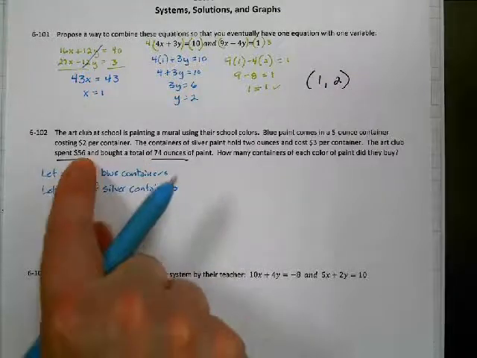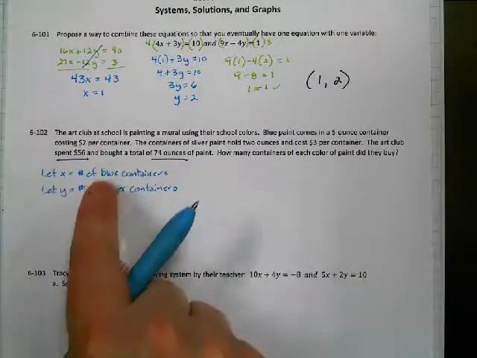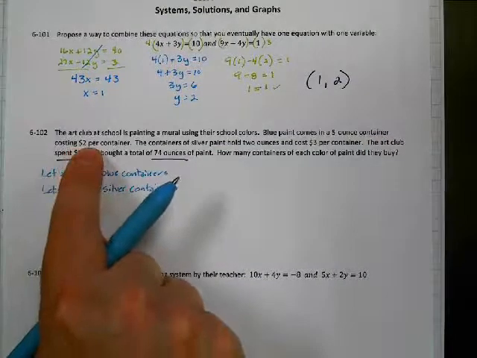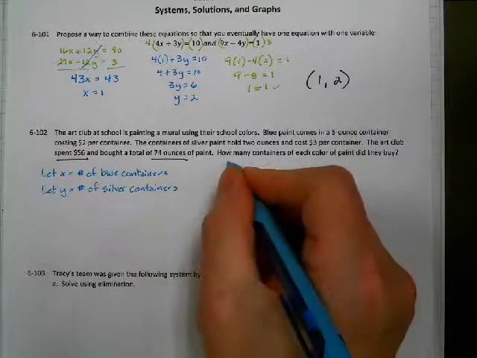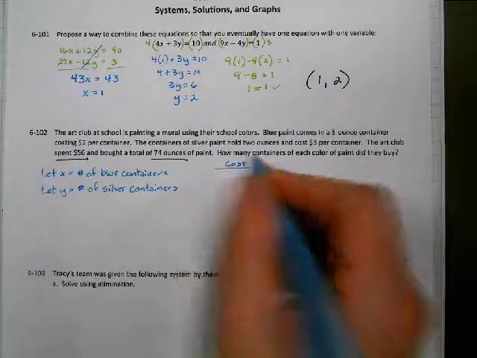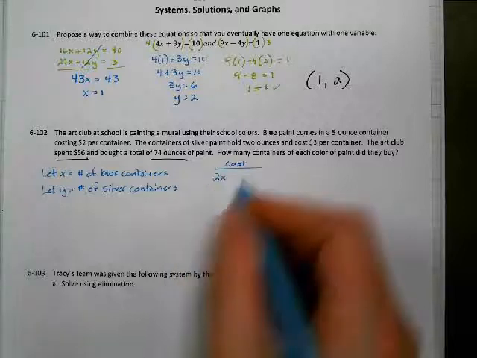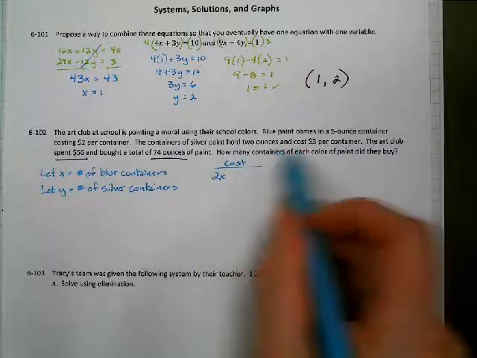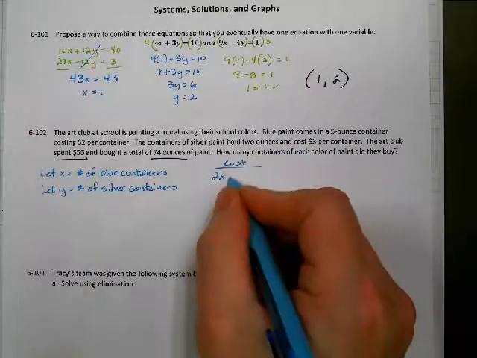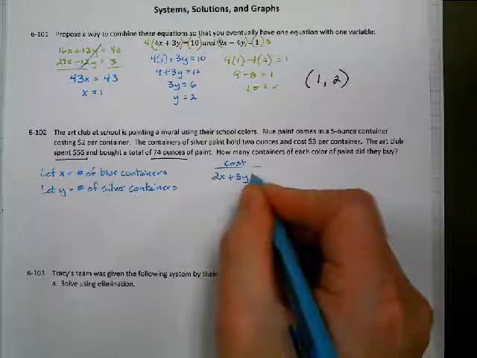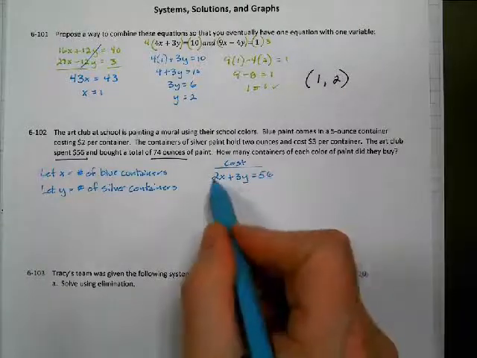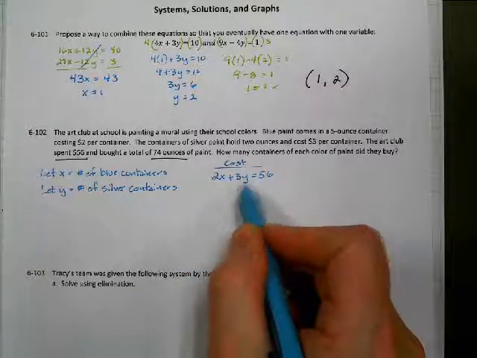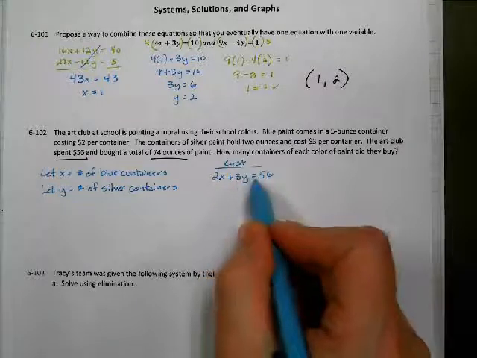They spent $56. Now, the blue containers are $2 per container. So my first equation, based off of cost, is going to say 2 times X, because $2 for each blue. And then the silver is $3 for that, so plus 3Y equals $56. So $2 times the blue, that's all that they spent on blue, plus $3 times Y, that's all they spent on silver, equals a total of $56.